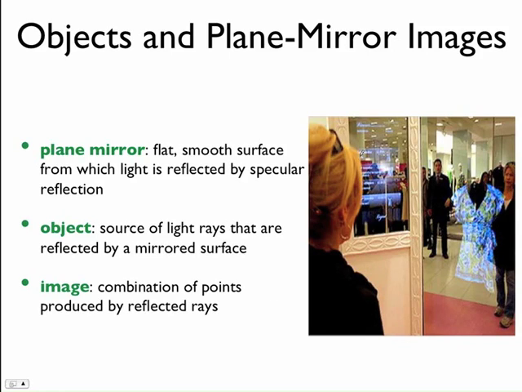Okay, plane mirrors. These are mirrors that are flat. So when we talk about plane mirrors, we're talking about flat mirrors. These are smooth surfaces, and light can be reflected by specular reflection, remember, because it's smooth. And then you can see an image.